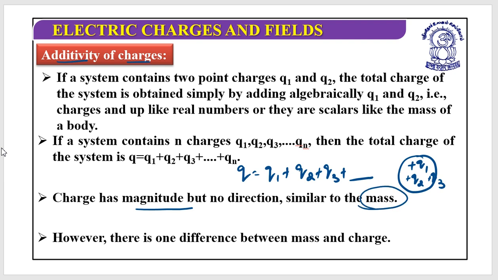So I guess you might compare it with mass. Even mass is an inherent property, an internal property of matter. It is even a scalar quantity, so masses are also added directly, algebraically. So you might be comparing charge with mass. Charge has a magnitude and no direction, similar to mass. But there is one bigger difference between mass and charge. Think what it would be. Think for a little. Can you get it?